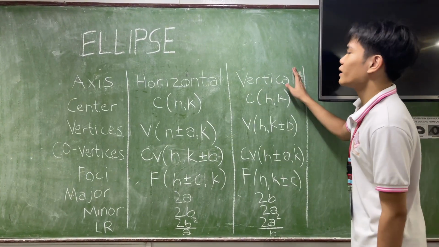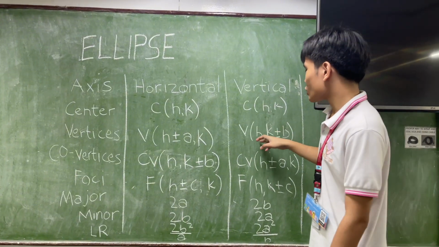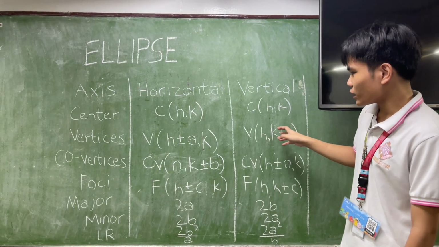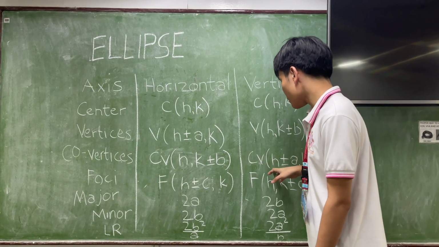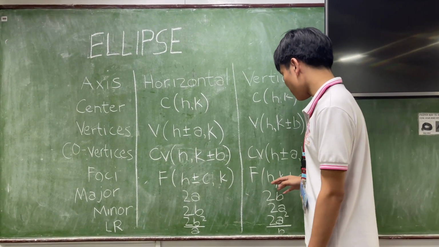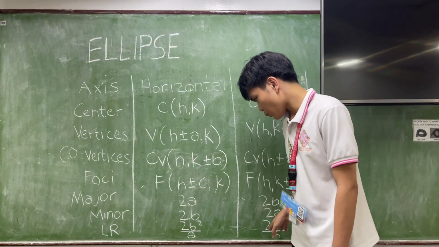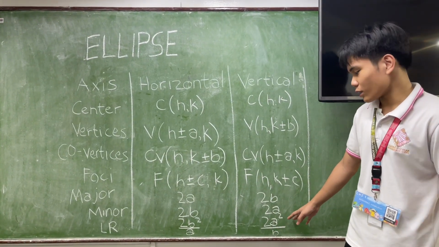Moving on to the vertical, center would be h comma k, vertices h comma k plus or minus b. Co-vertices would be h plus or minus a comma k. Foci would be h comma k plus or minus c. Major would be 2b, minor would be 2a, LR would be 2a squared over b.